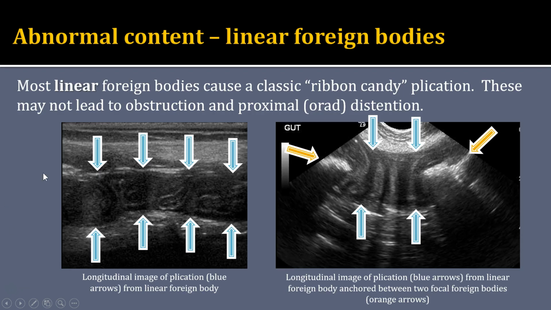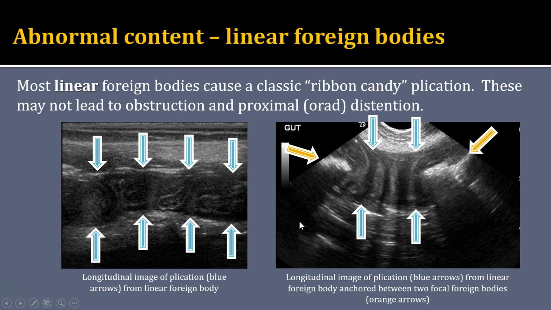A special case of foreign body you've seen on radiographs and probably the upper GI series is the linear foreign body. Most linear foreign bodies, if we identify them on ultrasound, can cause a classic ribbon candy-like plication. And if I look at this image on the left of the slide, this is that kind of ribbon candy plication. So the blue arrows are depicting the outer margins of the intestine, and this is a little bit challenging to see, but if you look where my mouse is, I am showing you this plicated appearance. So all of these kind of loops here are the intestinal walls kind of gathering together.